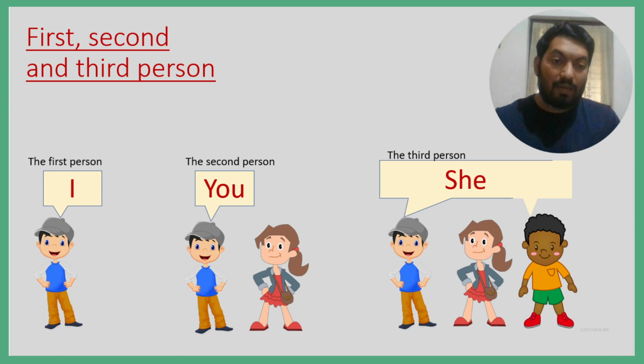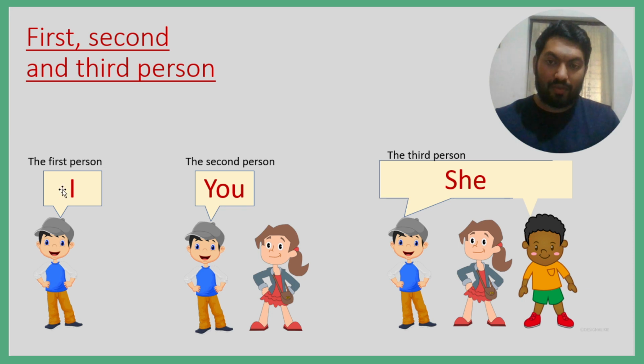And now there is the third person. From the picture itself, it is very clear. These two boys are talking about this girl. So this girl is the third person here. Maybe they are saying she is smart. Maybe she is there, but these two boys are talking to each other and they are talking about this girl. So this is the third person.